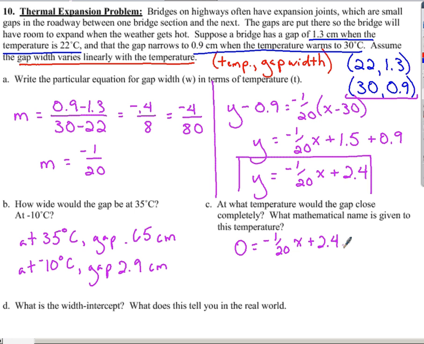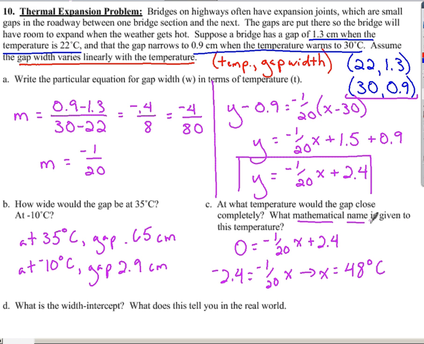As we solve this one out, I rearranged this so I had negative 2.4 over here equals negative 1/20 x, at which point you're multiplying both sides by 20, right? And you might as well make it a negative 20 to cancel out the negative sign. x would equal, if I multiply both sides by negative 20, 48 degrees Celsius. So at that temperature, this gap would close completely, meaning this temperature represents what? What's the mathematical name that's given?